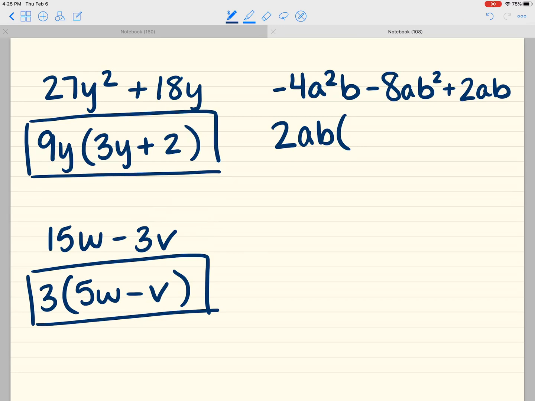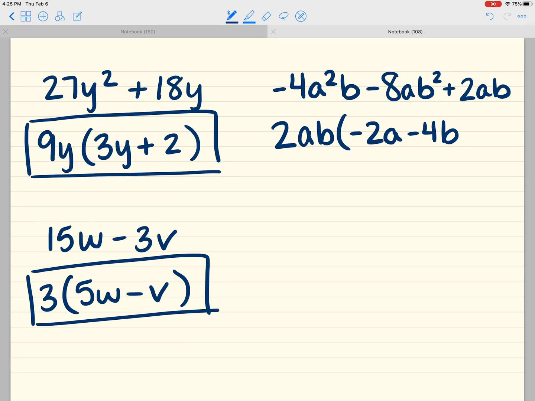So negative 4 divided by 2 would leave you with negative 2. From a squared, I'm taking 1a away, so that would leave me with just negative 2a. If I took b from that, then I wouldn't be left with anything else for b. All right, same thing on the next part. If I divide negative 8 by 2, I would be left with negative 4. I took my 1a from that. b, if I take 1 away, I would be left with negative 4b.